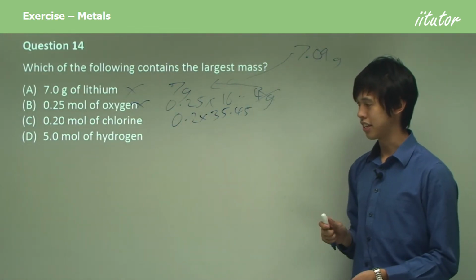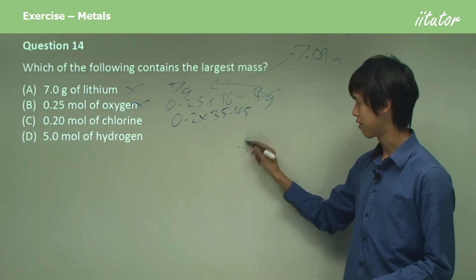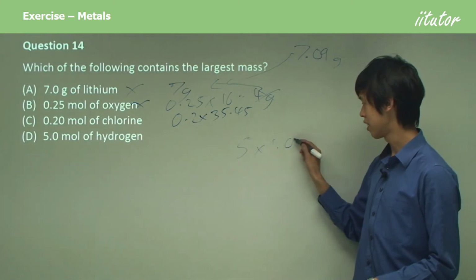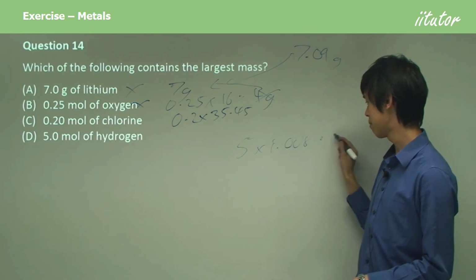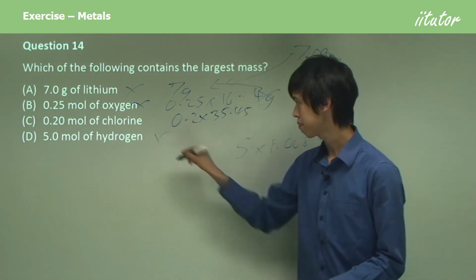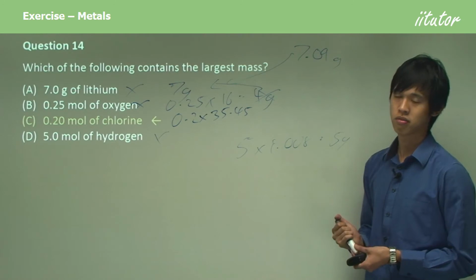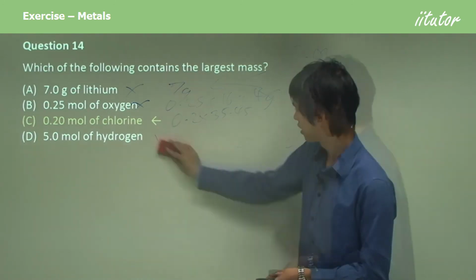So now we just got to check this one. 5 moles of hydrogen is 5 grams. So 5 times 1.008 is about 5 grams. So it's not this one. So it must be C. 0.2 moles of chlorine. Okay. And that's how we work it out.